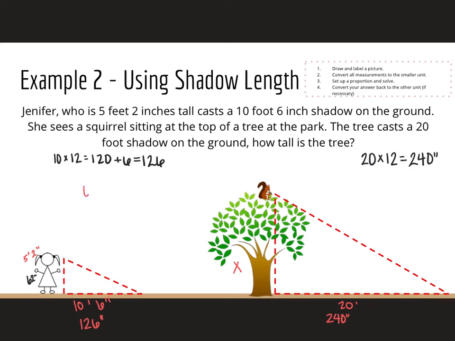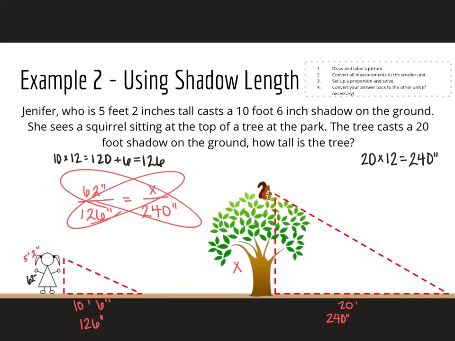So I'm going to do Jennifer's height over her shadow equals tree height over the tree shadow. Cross multiply. So 62 times 240 is 14,880. 126 times x. Divide both sides by 126. And when you do that, you get 118.095, so we'll just put 0.1.